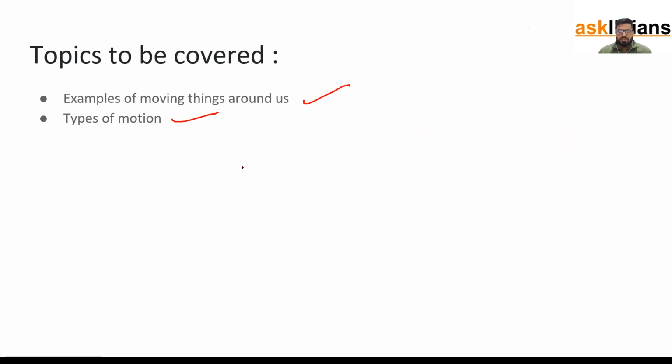Suppose I am talking about your house, does your house change its position? No. Does the clock which hangs on the wall change its position? No. If I talk about the school bag, it is changing its position. Why? Because you are taking it from your home to school and coming back to the home. And if I talk about the cars moving on the road, they are also moving. So you can list any object around you. Some may be moving, some may not be moving.